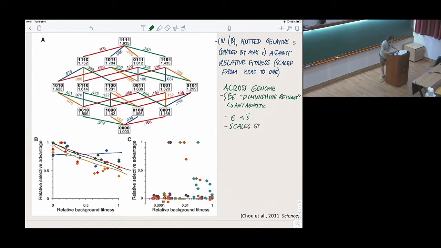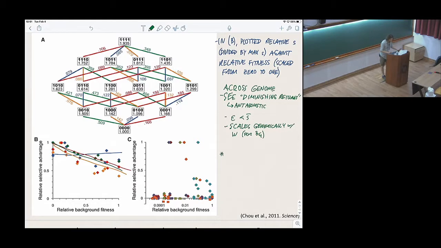It scales generically with fitness for 3 of the 4, certainly not universal. And it's very different than the beta-lactamase.